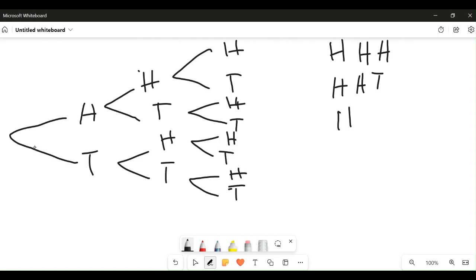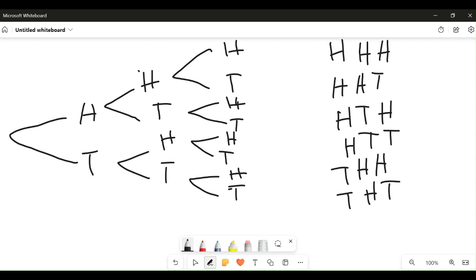Head, tail, head. You can have head, tail, tail. You can have tail, head, head. You can have tail, head, tail. Then you can have tail, tail, head. You can have tail, tail, tail. These are all the possible outcomes you can have from flipping a coin three times.